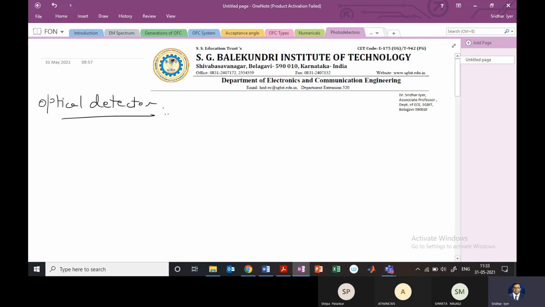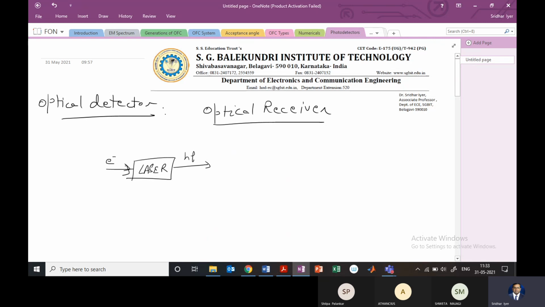Before we go into that, I want to separate out what is an optical detector and what is an optical receiver. Like I told you in the last class, mostly people use these words interchangeably. But to understand the difference between the two, let's take this block diagram. So let this be a laser, the source, and this is the current which is falling on the laser. I'm going to denote it as e minus, that is electrons. And let this laser give us light, so I'm going to write hf.